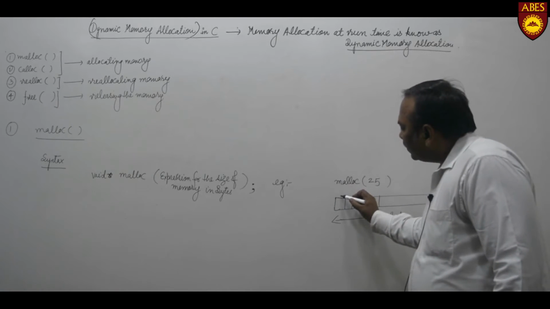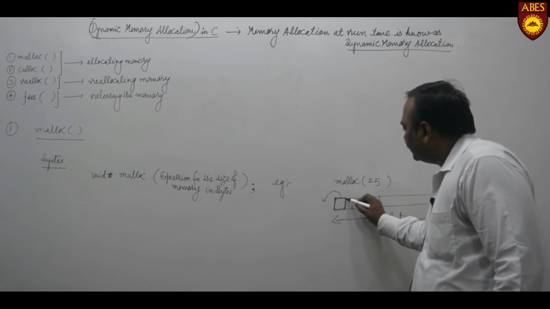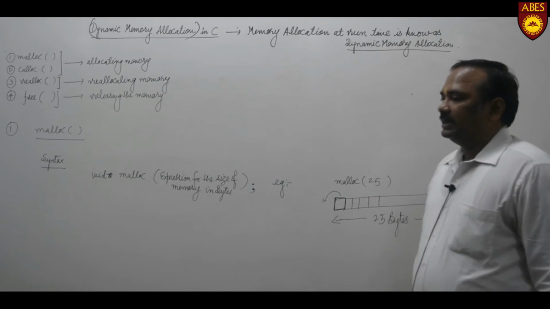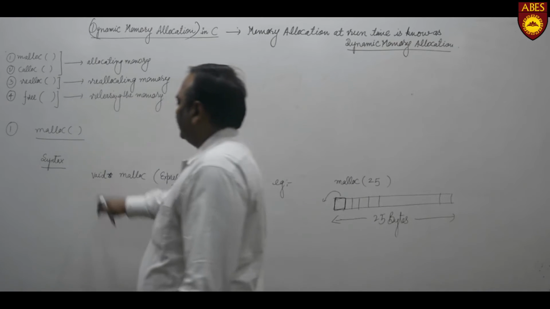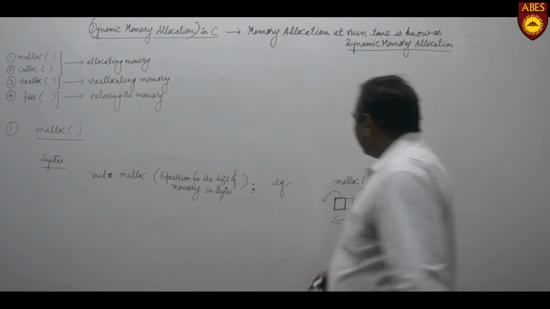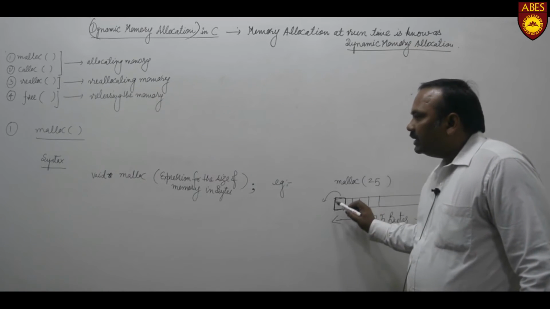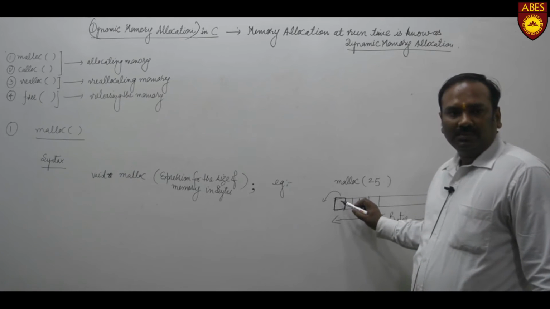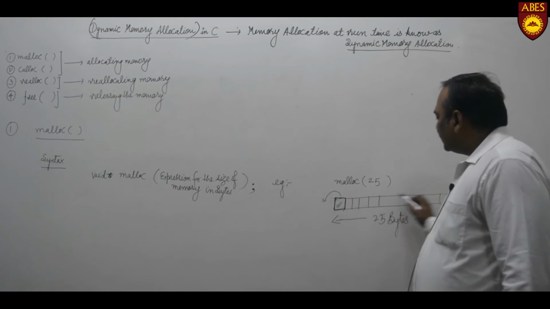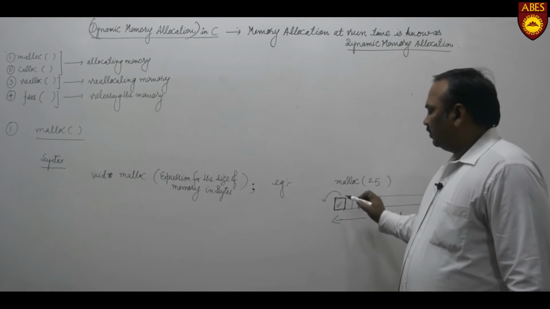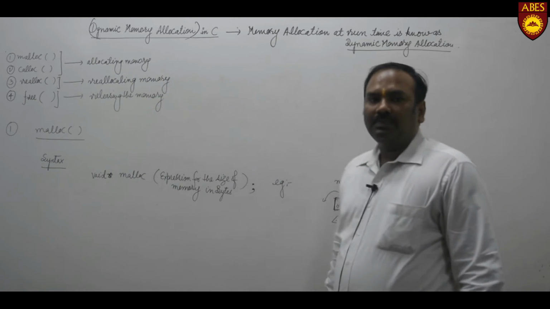We need only the address of its first byte, the first location, and this address malloc gives in the form of a void pointer. Why in the form of a void pointer? Because up to this time we have not decided which kind of data we are going to store in this memory location. The memory content is not decided yet. We are simply requesting memory, and that memory is allocated by the malloc function if it is possible.